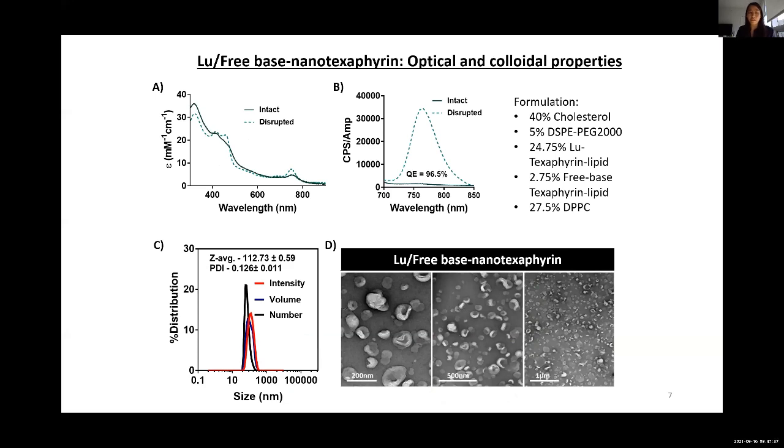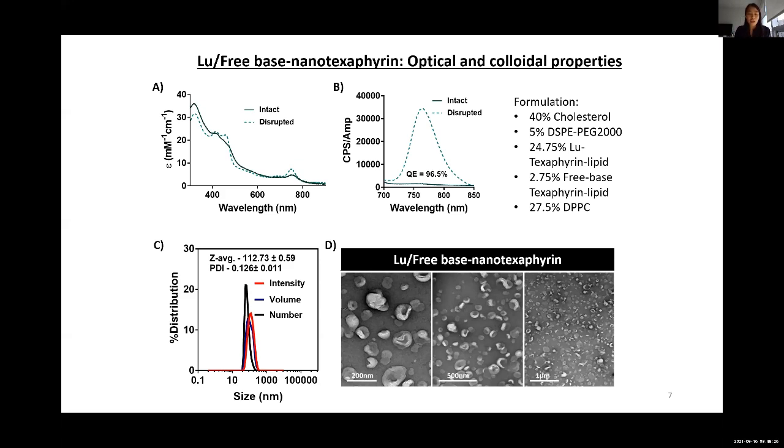With this nanotexaphyrin, which is lutetium free-base nanotexaphyrin with the formulation shown on the right, we're able to see some very interesting optical properties. We can see that in both the absorption and the fluorescence spectra, there seems to be some quenching occurring. When the nanoparticles are intact, there is a fluorescence quenching efficiency of up to 96%. These nanoparticles can become disrupted in a different environment, and when they do, they can recover that fluorescence as well as other photo functions that the lutetium texaphyrin lipid exhibits.